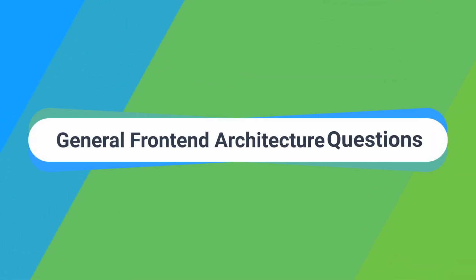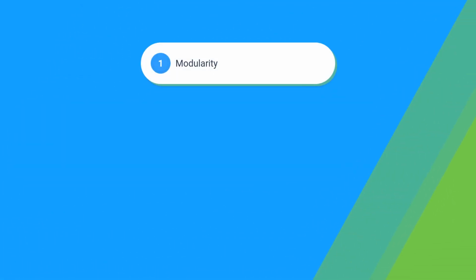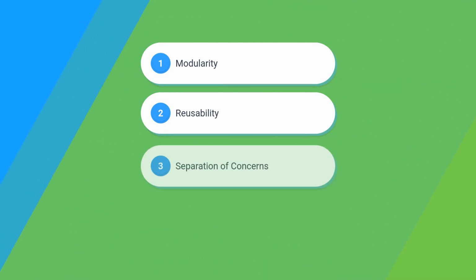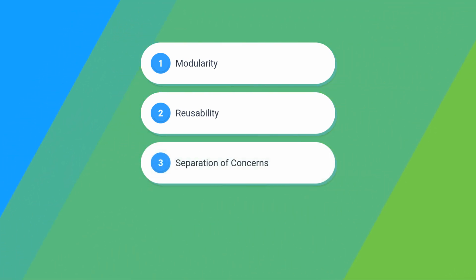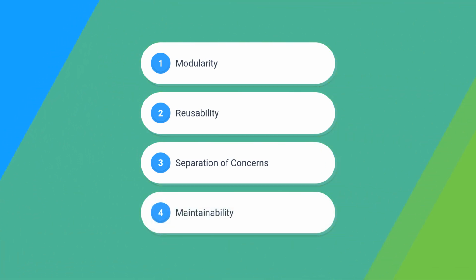General front-end architecture questions. What are the key principles of front-end architecture? Modularity. Designing the application in small, independent modules to enhance reusability and manageability. Reusability. Creating components that can be reused across different parts of the application. Separation of concerns. Dividing the application logic into distinct sections, each handling a specific aspect like UI, business logic, and data management. Maintainability. Ensuring code is easy to maintain and update by following consistent coding practices and documentation.